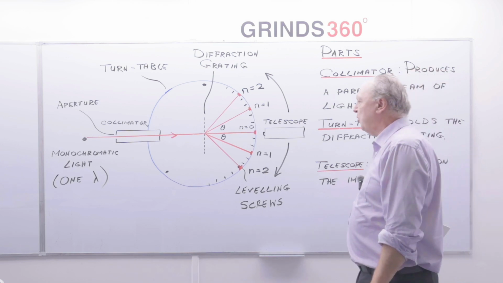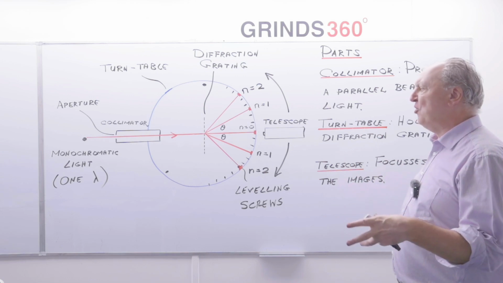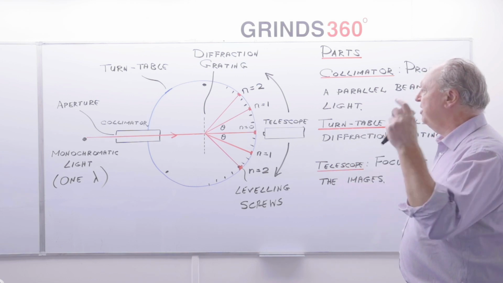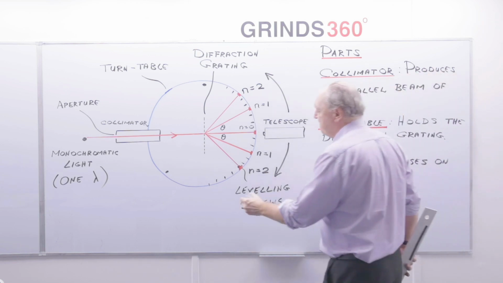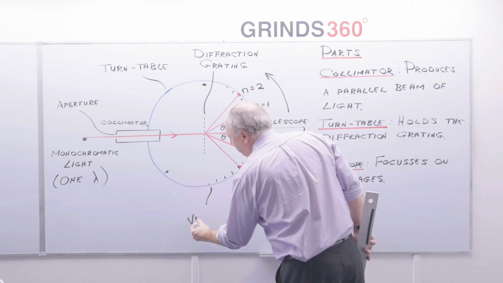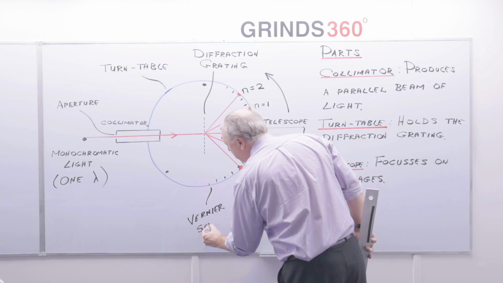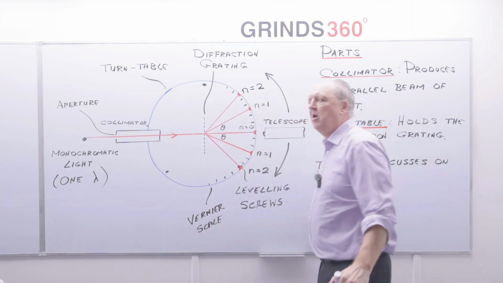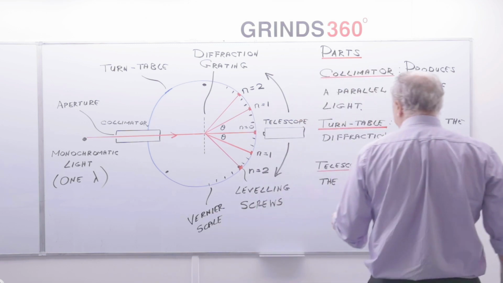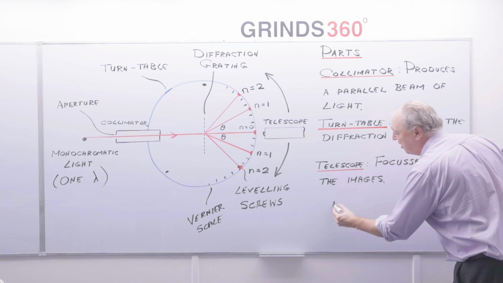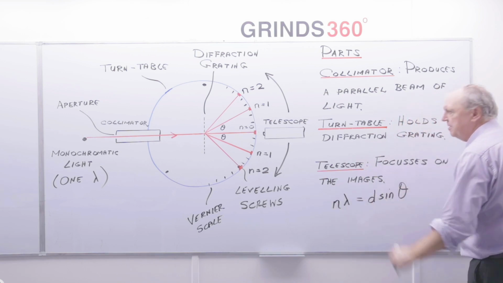So what have I got? You've got to be able to draw that diagram. You've got to know the main parts, which are collimator, turntable with diffraction grating on it, telescope. This here is a vernier scale. I'll write that down. That will measure the angles for you. And then you know the formula that you're going to apply when you do your calculation. The formula is your diffraction grating formula that you've proved already. n lambda is equal to d sine theta.